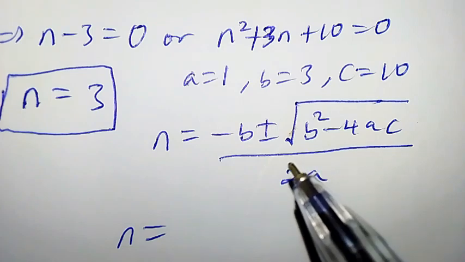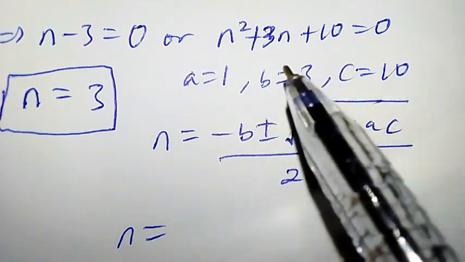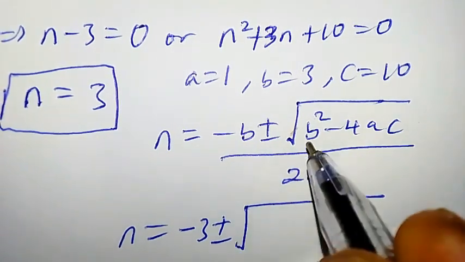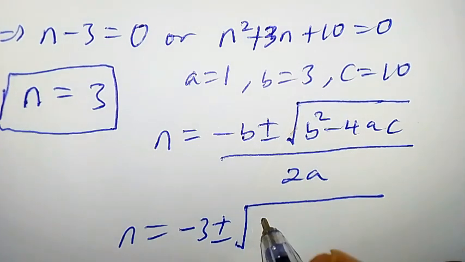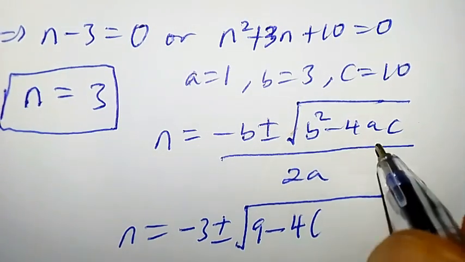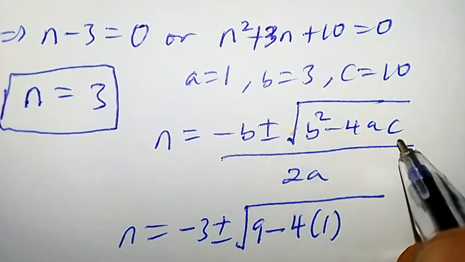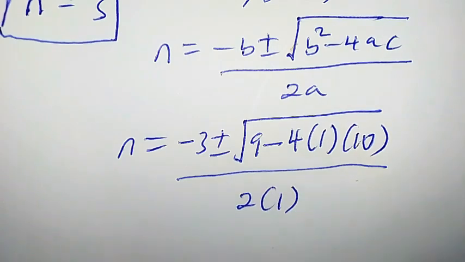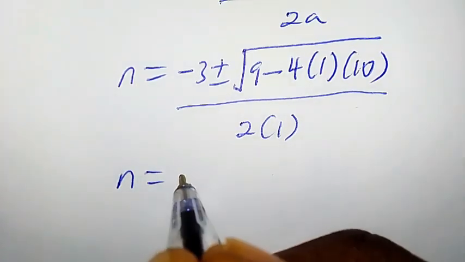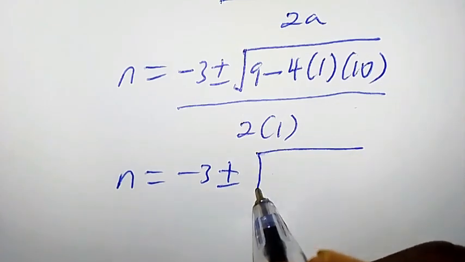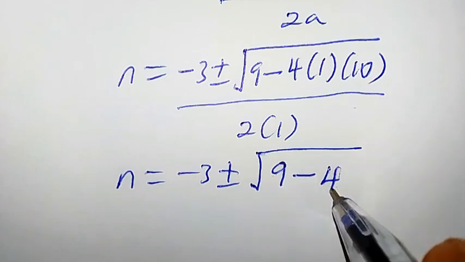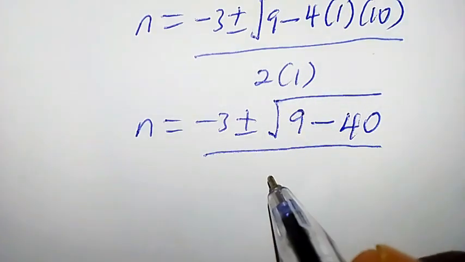n is equal to, since we already have the values for a, b, and c, we can just plug them in here. We have minus, what is b? b is 3. 3 plus or minus square root of, what is b? b is 3. 3 squared, that is simply 9, minus 4 times, what is a? a is 1. What is c? c is 10. All over 2 times 1. So this gives n equals minus 3 plus or minus square root of 9 minus 4 times 1 times 10, that is 40, over 2 times 1, that is 2.